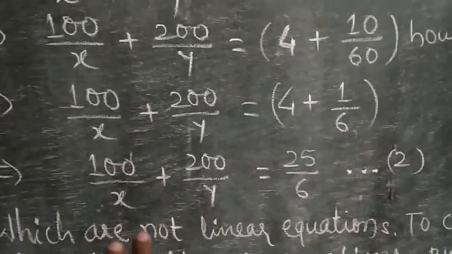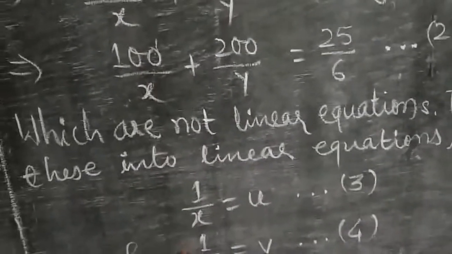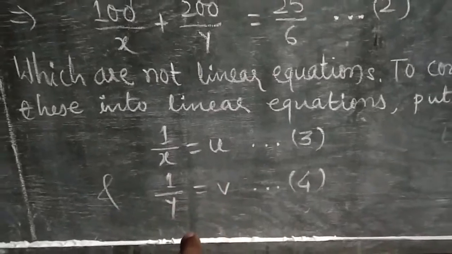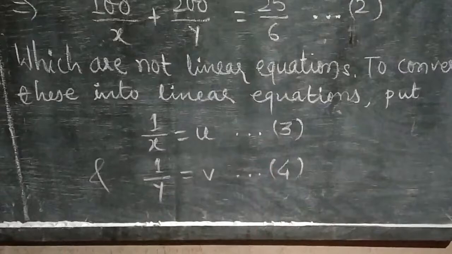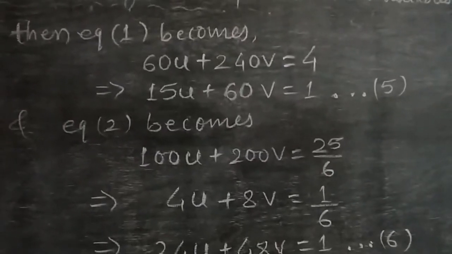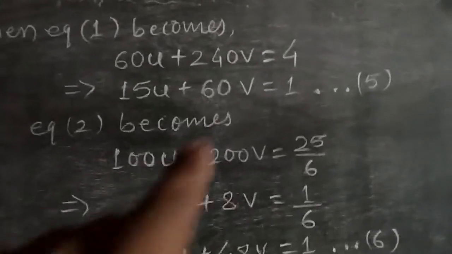And clearly these are not linear equations. So to convert them into linear equations, we will use the substitution 1 upon x equal to u and 1 upon y equal to v. These are our equations 3 and 4. So using this substitution, equation 1 will become 60u plus 240v equal to 4.